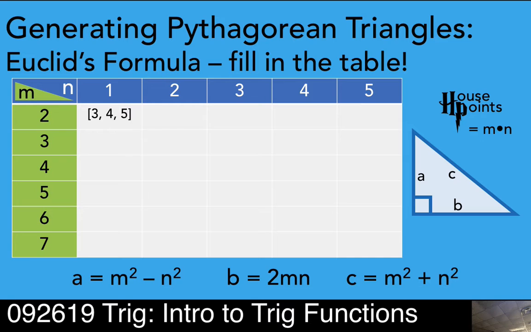What about this one? What would that triangle look like? What's the A in that triangle? That was a Hufflepuff. I'm gonna give you 8 for that one. Who wants to take a stab at that triangle? James. 5. Yep. 5. 12. 13. Okay. So let's think about this.